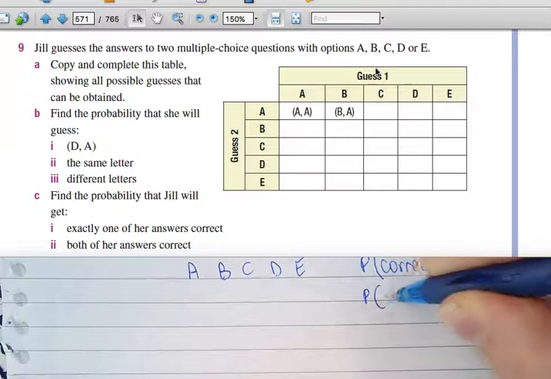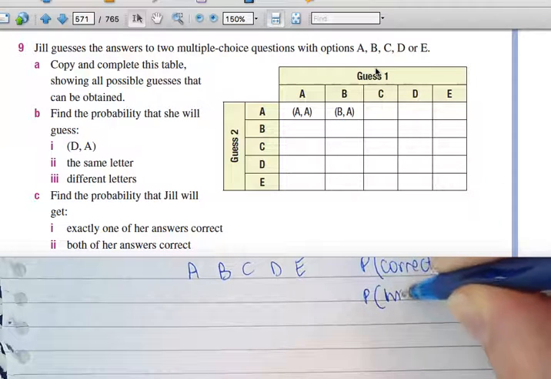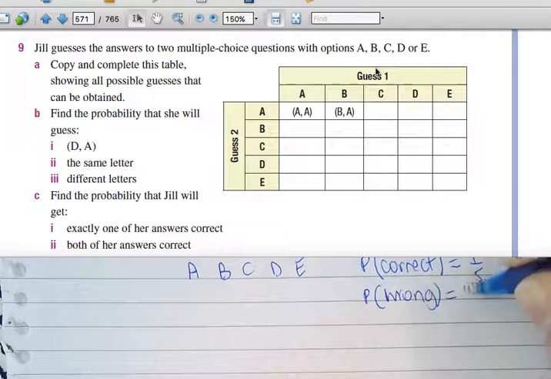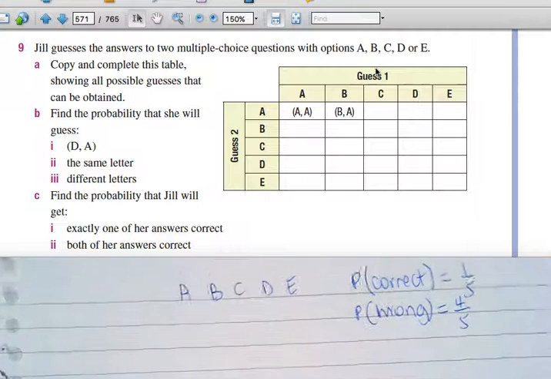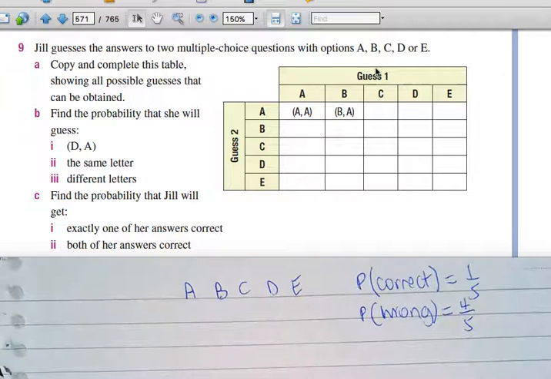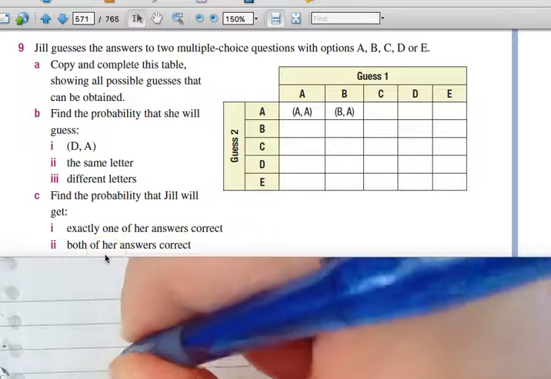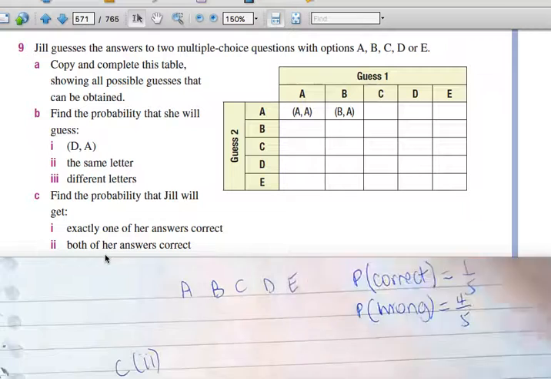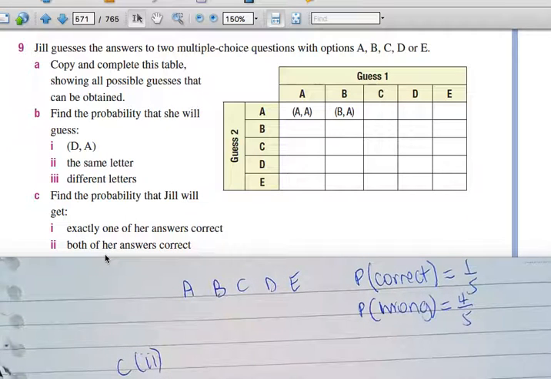And what's the probability that she'll get it wrong? 4 out of 5. Good. Now, so the chance that she'll get it correct, her guess correct, is 1/5. The chance that she will get it wrong is 4/5. Now, let's do question C part 2 first. So, what is the chance that she will get both her answers correct?